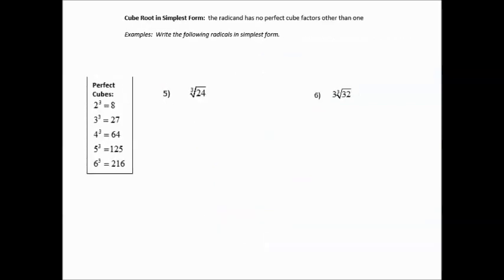Next, let's take a look at cube roots. Cube roots are going to follow the same pattern, except we have to remember how cube roots are different. So here, the radicand has no perfect cube factors other than 1. So we're going to write all of these radicals in simplest form. Let's take a look at number 5, the cube root of 24. We're going to follow the same process, except we're going to use our list of perfect cubes.